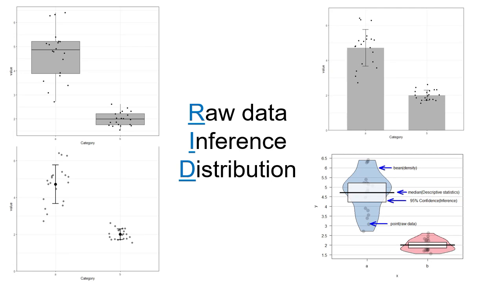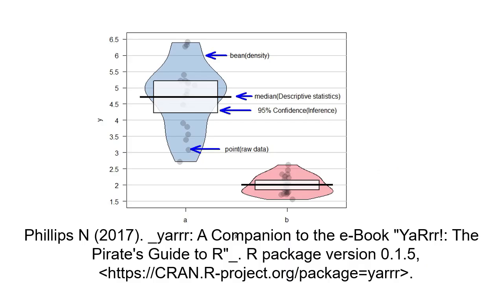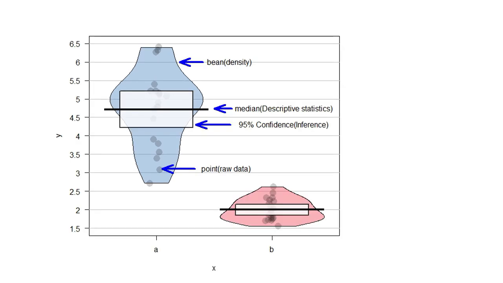The solution to this issue is RDI plots, plots which will show raw data, inferential statistics as well as descriptive statistics. The pirate plot from package yarrr by Nathaniel Phillips is the best RDI plot I have ever encountered. A pirate plot shows raw data as points, descriptive statistics as mean or median, distribution as bins, and inferential statistics as 95% confidence.